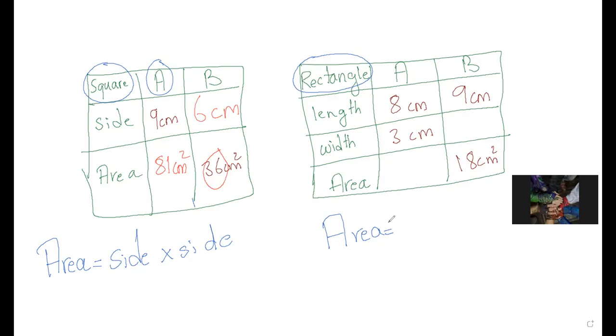The area of the rectangle now, Luna. Do you know the general rule? What is the area of a rectangle? Length times width. Bravo. Length times width. The length equals 8, the width equals 3. Multiply them together and find its area.